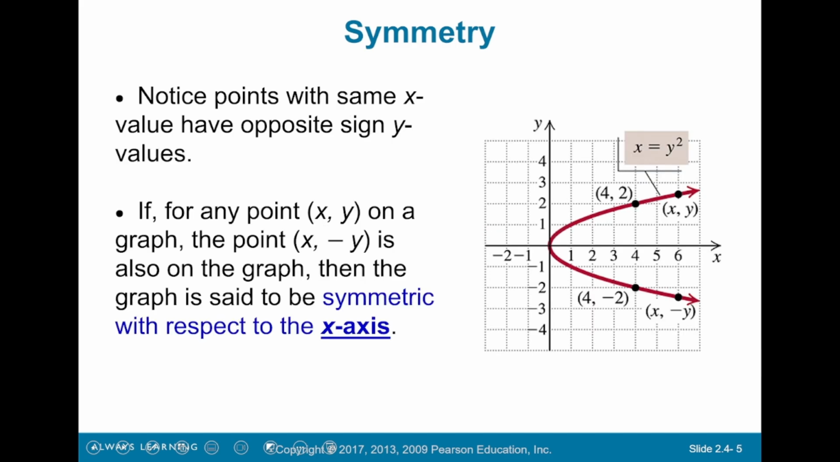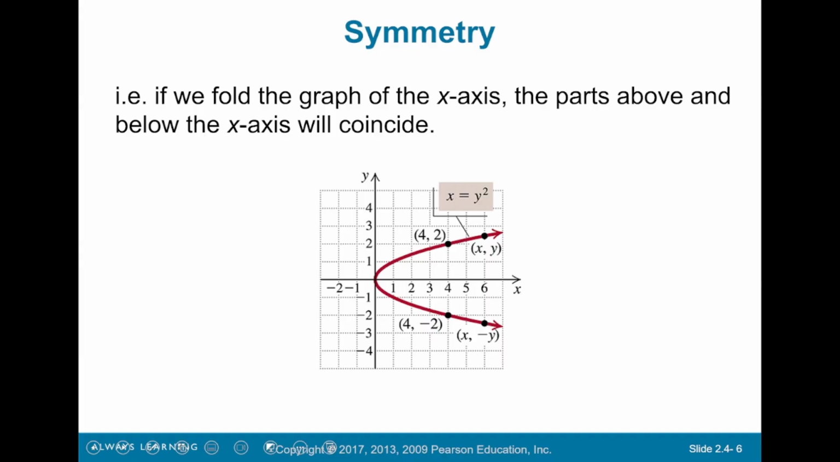Well, we can do the same thing with the x-axis. So if I have a point where the x value is the same and the y values are opposite signs, then we say it's symmetric with respect to the x-axis. Notice this is not actually a function. It doesn't pass our vertical line test. But if I can fold it along the x-axis, if this were on a piece of paper, and the two sides would line up, then it's symmetric with respect to the x-axis.